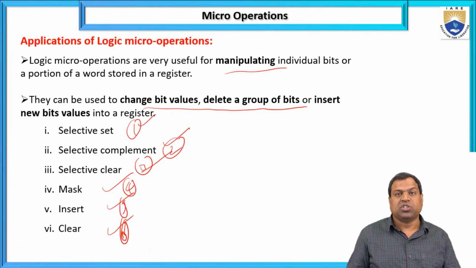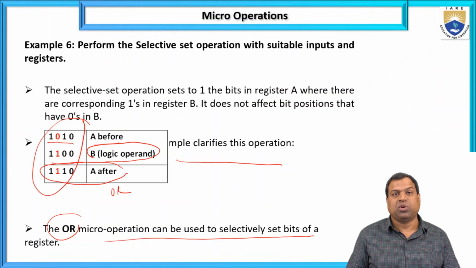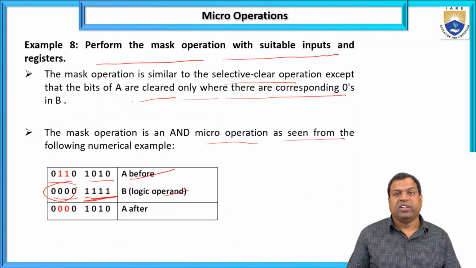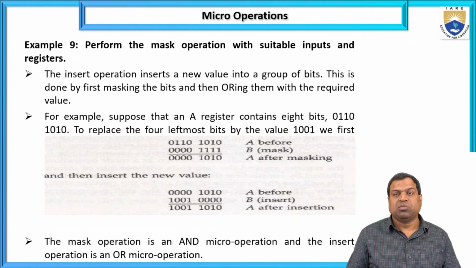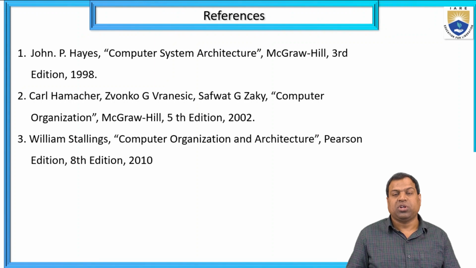It is a hardware implementation of logic gates and applications of logic micro operations: selective set, selective complement, selective clear, mask, insert and clear. It is about the truth table of AND, OR, XOR, NOT. 4 logic gates with 16 micro operations are performed, and this is the truth table of the selective set micro operation. It is the selective clear, and it is a mask operation, with the input registers, mask operation with inputs and output.